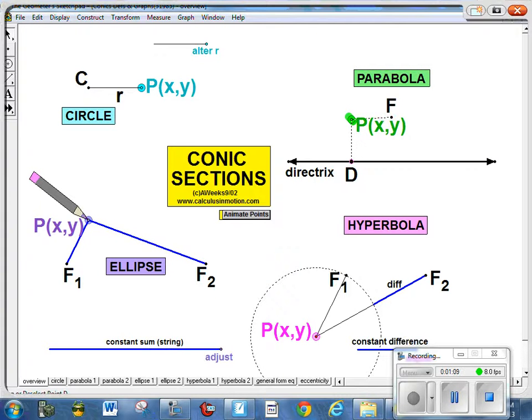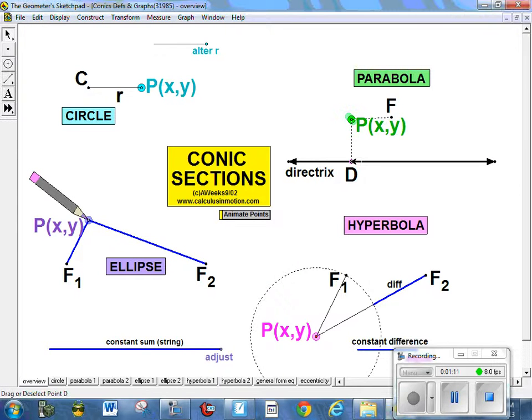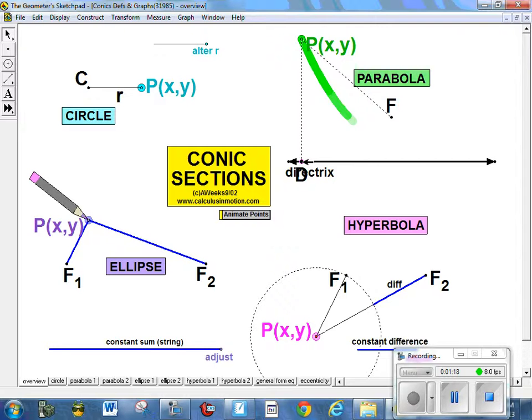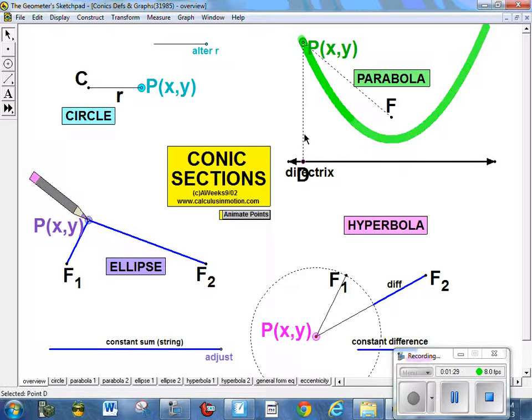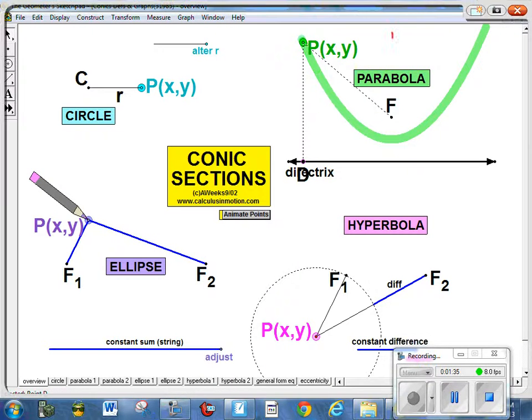So let me erase that and let's animate this. If I move this point along here, notice that the distance to the focus and the distance to the directrix remains the same. It's always equal. And when I draw that, I end up with a parabola. The focus is in the center and the directrix is perpendicular to the axis of symmetry, sitting outside the parabola.